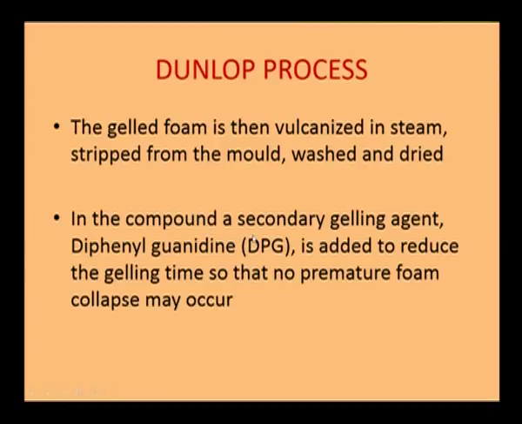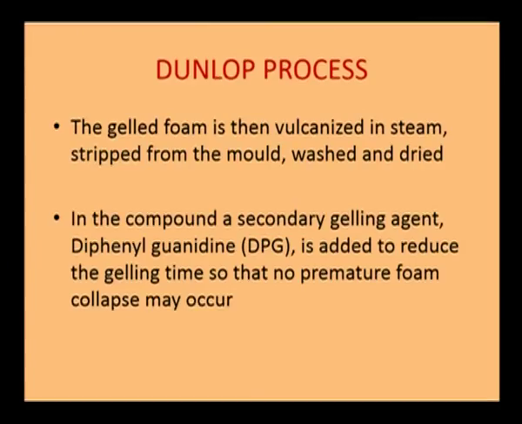In the compound, a secondary gelling agent is added next. What is that secondary gelling agent? It is added to reduce the gelling time. You need not prolong the gelling time; you have to stop the gelling as early as possible by adding this secondary gelling agent, namely diphenyl guanidine, given as DPG, which will reduce premature foam collapse.